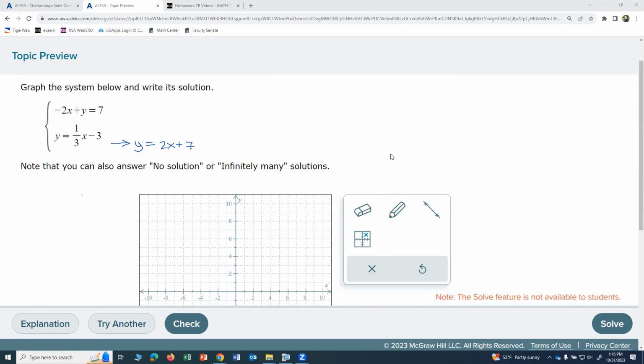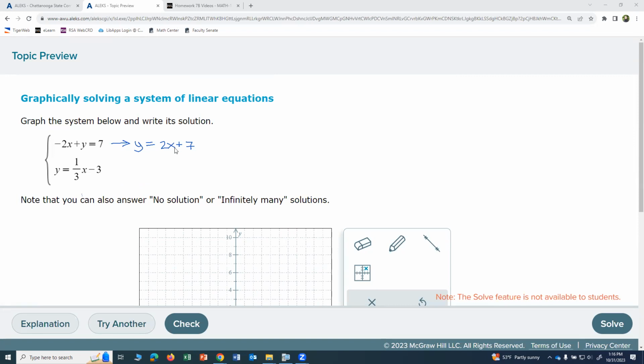So the first equation, I'm going to go ahead and use that 2x plus 7. So my y-intercept is 7. I'll put a dot there. And then the slope is 2, which would be a 2 over 1. So my rise is 2, I go up 2, and my run is 1, I go over 1. And then I'm going to go ahead and connect those two. So I have my y-intercept and then up 2 over 1 to get my second point.